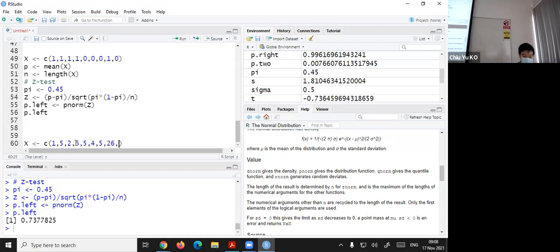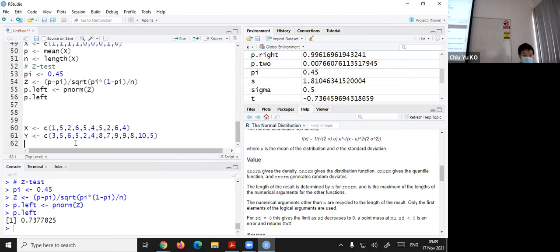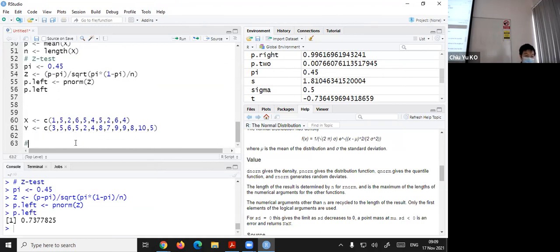You don't have to follow me. I just randomly put up some data. And this is Y, the data. I just also randomly put some data there. And to make it more fun, I just don't make it the same number. I just add some numbers there. So you just don't have to follow me. So we do a t-test under equal variance.